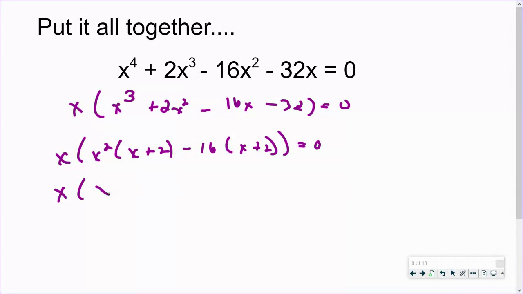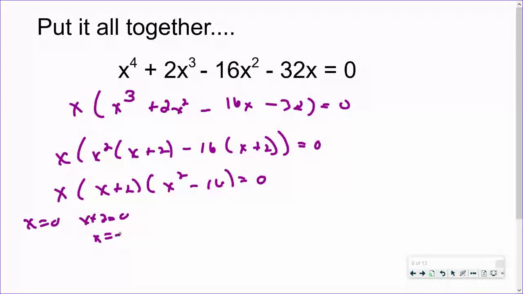X comes along. Here's my pair. Here's my spare. Okay, so far so good. So this is x equals 0, x plus 2 equals 0, x equals -2. This one, what I would do for this is I would set it up this way. And hopefully you just jump into it and you drive like you normally do.